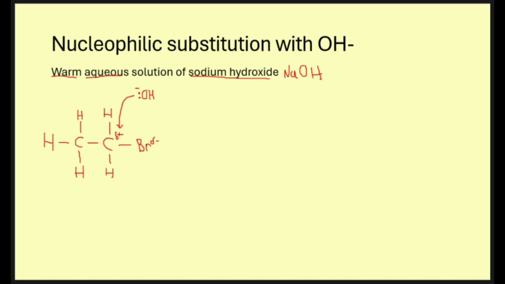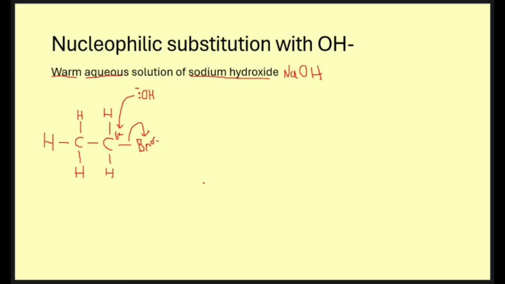And then this carbon now has too many bonds to it. It's got 5 bonds, and we only have 4 bonds on a carbon. So this bond here, because this has a higher electron density, all of the electrons from the bond come onto this atom here.